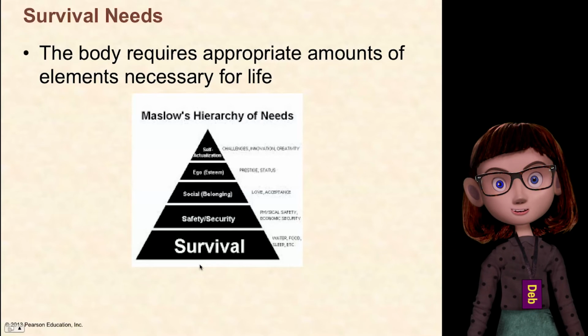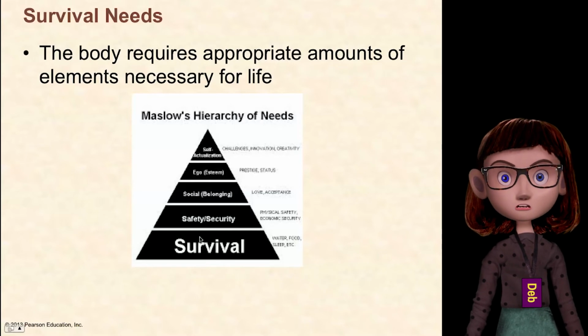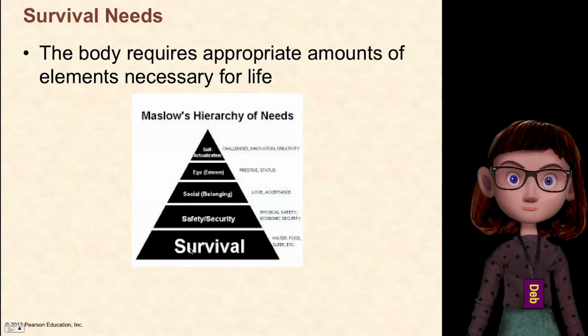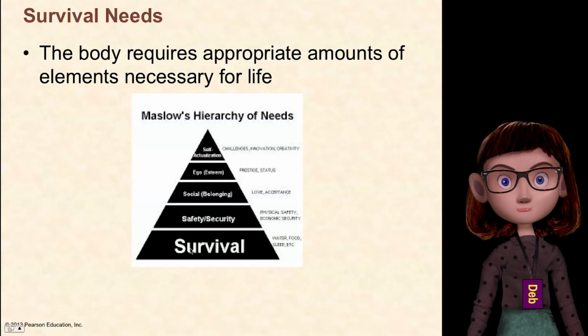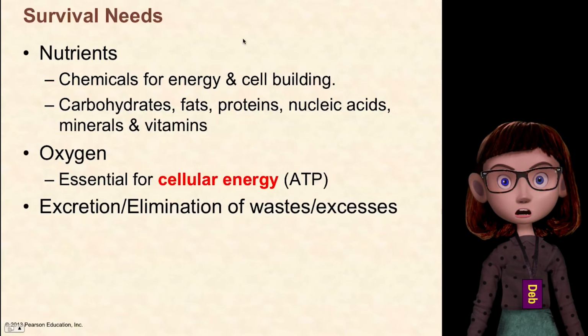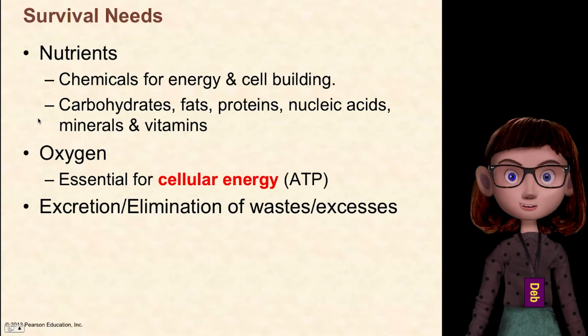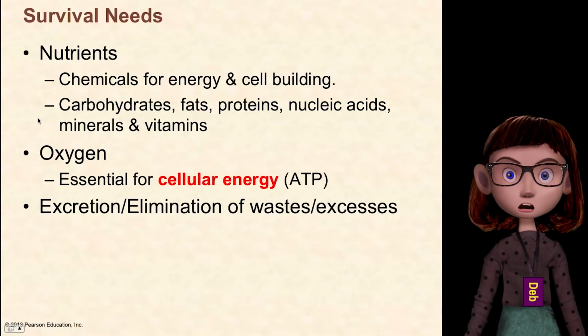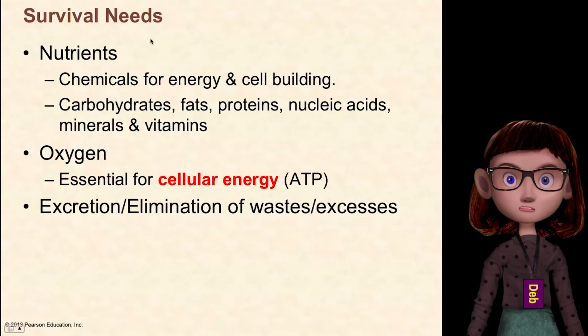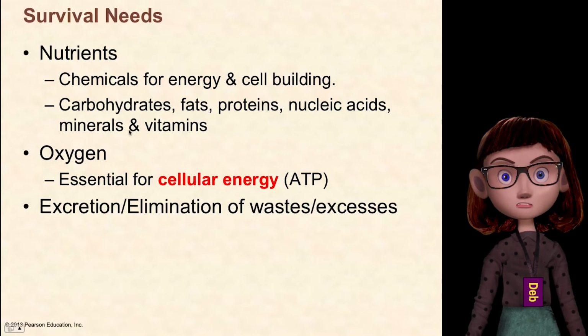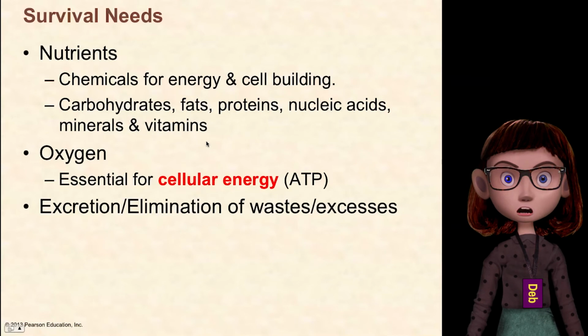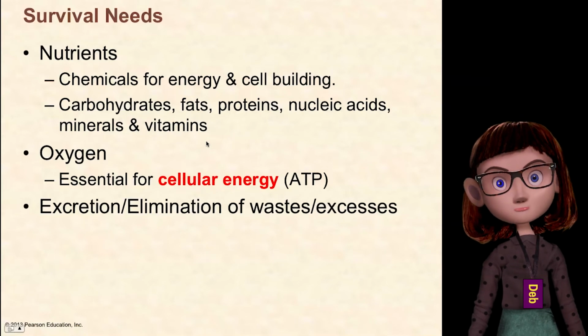And actually, disease is when there is some kind of threat to your physical survival. Something is wrong there. So the survival needs would be being able to obtain nutrients. These are the chemicals for energy and cell building: carbohydrates, fats, proteins, nucleic acids, minerals, and vitamins. And we're going to be talking about this when we get to Chapter 2.